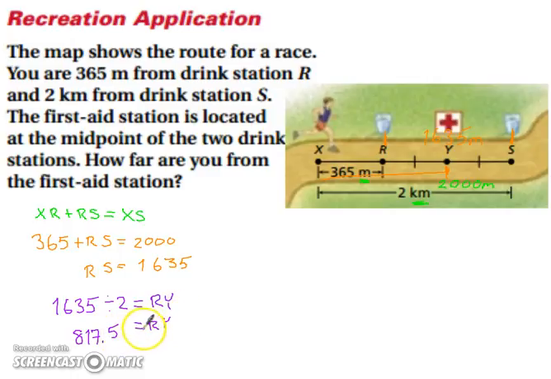Okay, well, we're almost there. We have our 817.5, and we want to know how far it is from X to Y. So we're simply going to just add those two numbers together. So we'll have our 365 plus our 817.5, and that will give us 1,182.5 meters from the first aid station. And that concludes our lesson on measuring segments.